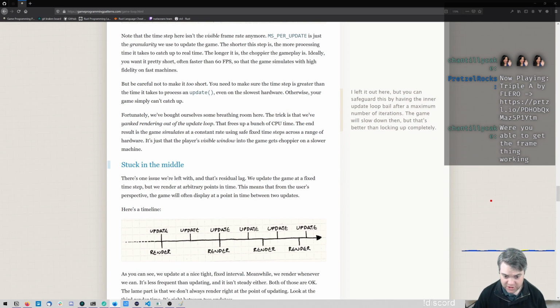Right, okay, so now we have this residual lag. We update the game at a fixed time step, so that's that 50 frames per second. But we render at arbitrary points of time, which is just the computer rendering whenever it can. And this means that our renders are happening in between the updates. And so we have something like this. This is very similar to that timeline that I drew out.